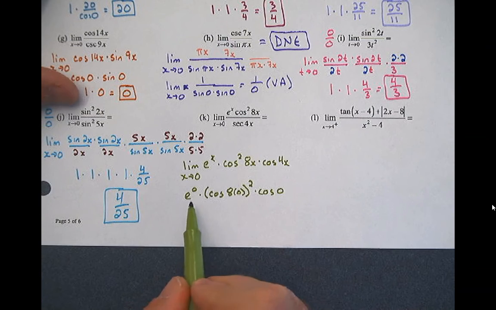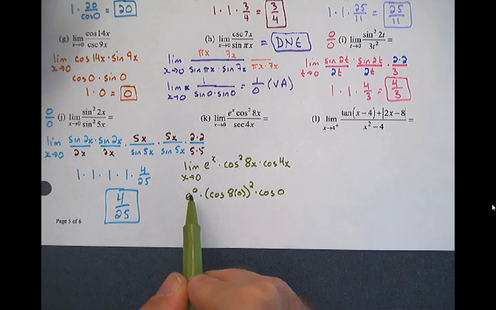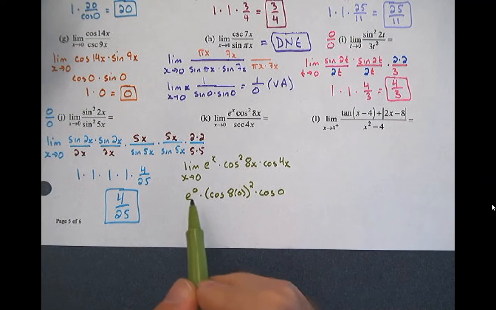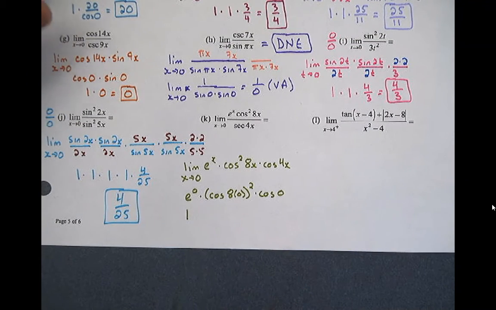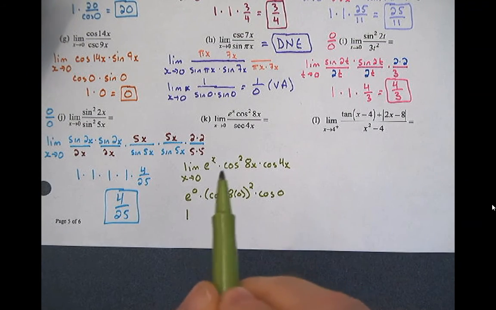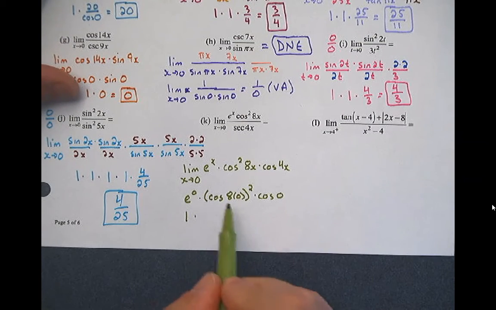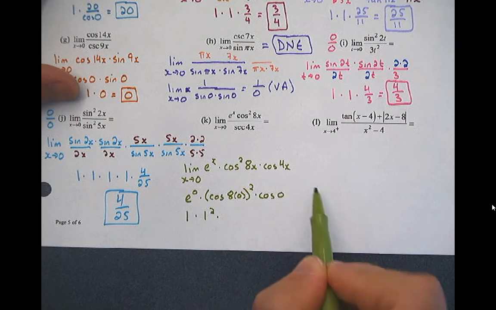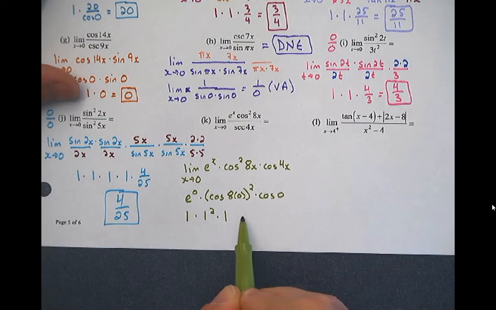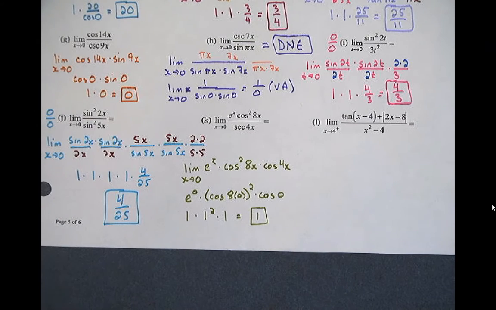So e to the 0, this is the one that I expect you to memorize. This is the only one that they expect you to know by heart. E to the 0 is 1. Just like natural log of 1 is 0, e to the 0 is 1. Cosine of 0 is 1, so that would be 1 squared. Cosine of 0 is 1. 1 times 1 squared times 1 is 1. Nice. Sneaky, Corpy. Sneaky.